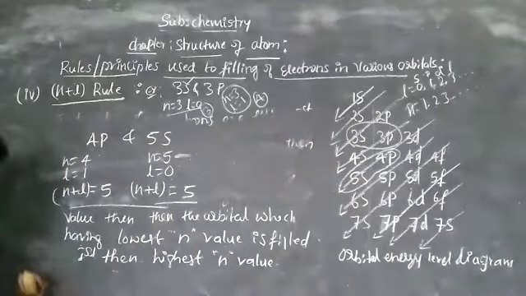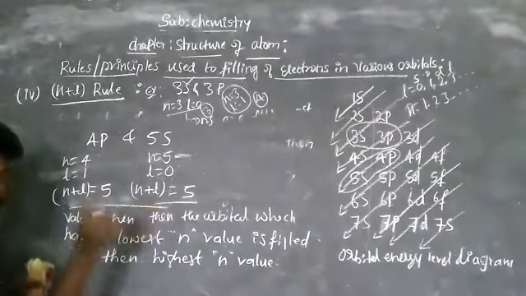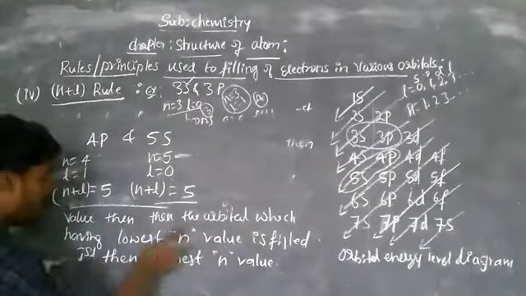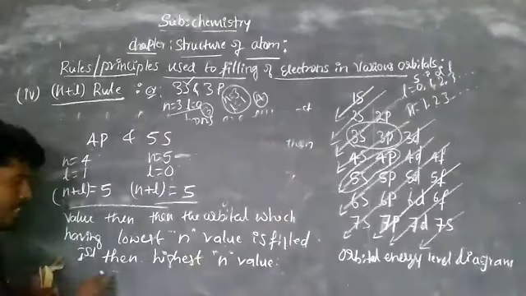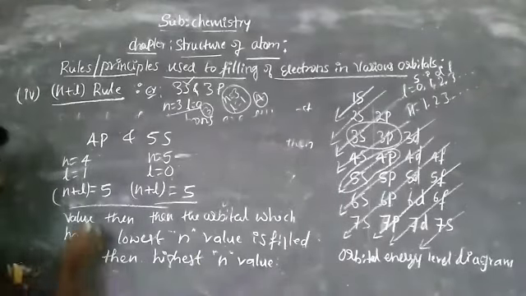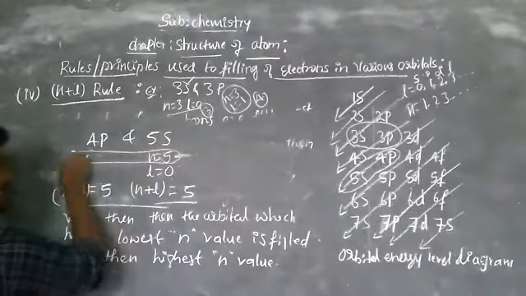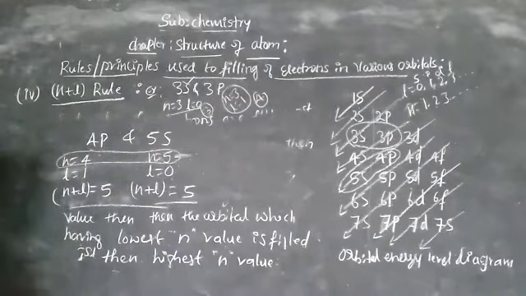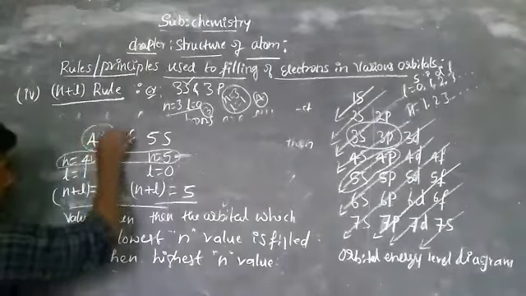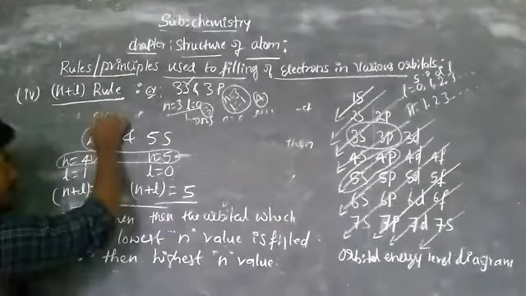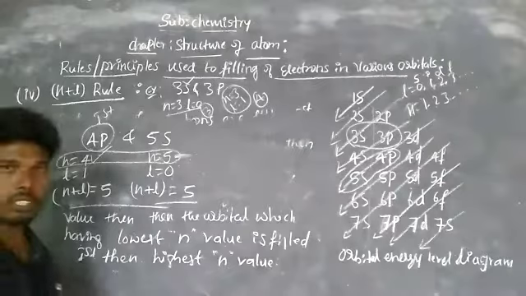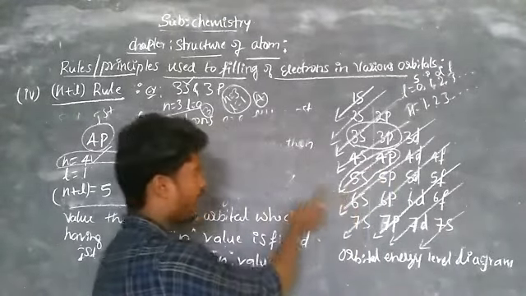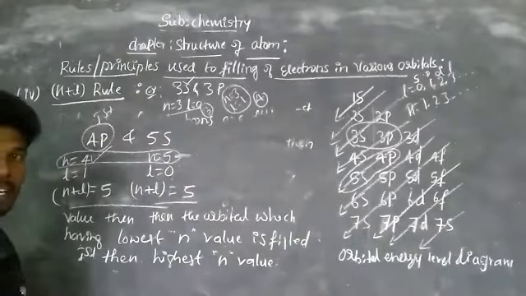So here observe, the n plus l value is the same. If the n plus l value is the same, then the orbital having the lowest n value is filled first, then the orbital having the highest n value. So when n plus l is the same, we have to observe the n values. Among these two, which one has the lowest n value? 4p. So 4p is filled first, then 5s, right? So that is the rule of n plus l value.